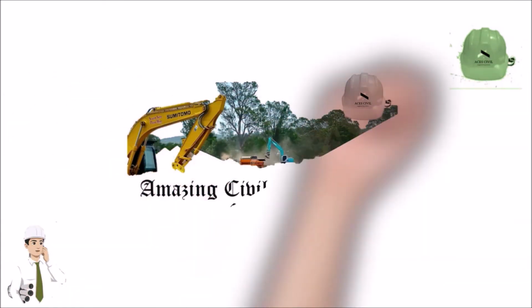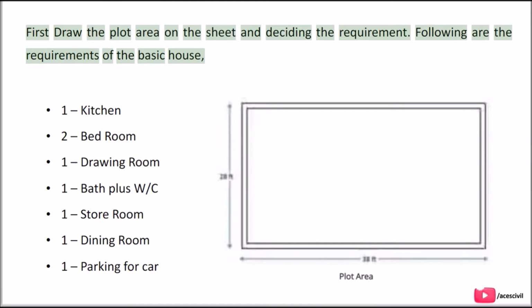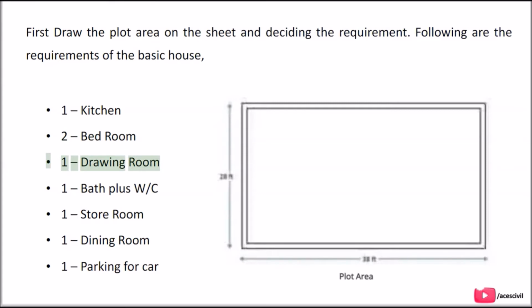In today's video we are going to discuss how to draw a house plan by hand. First, draw the plot area on the sheet and decide the requirements. Following are the requirements of the basic house: 1 kitchen, 2 bedrooms, 1 drawing room, 1 bath plus W/C, 1 storeroom, 1 dining room, 1 parking for car.